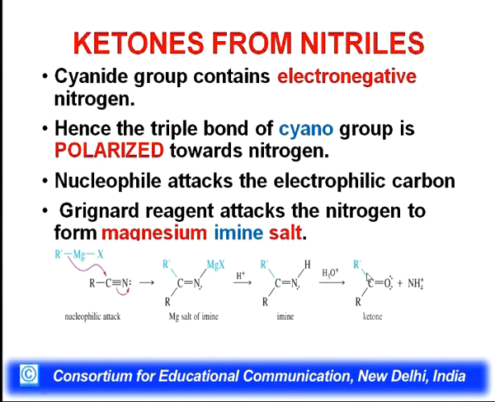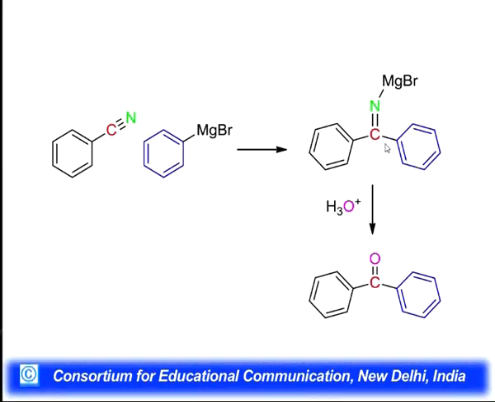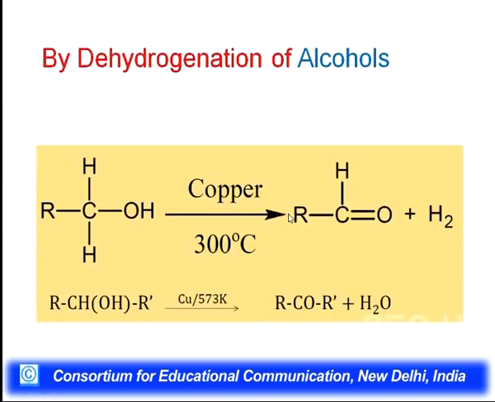So this is how we can prepare ketones from Grignard reagent also. So here what I have done is, I have done the reaction of benzonitrile with phenyl magnesium bromide, resulting in an amine intermediate, which on hydrolysis gives us a ketone. So this finishes with the methods of preparations of aldehydes and ketones.